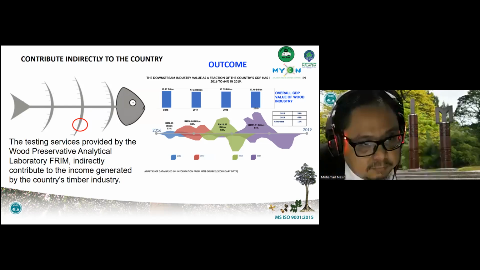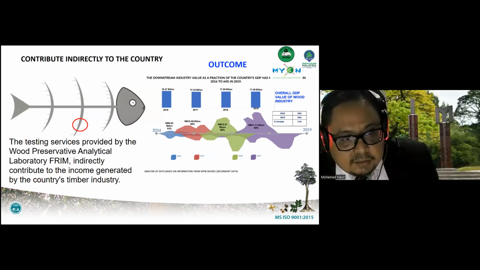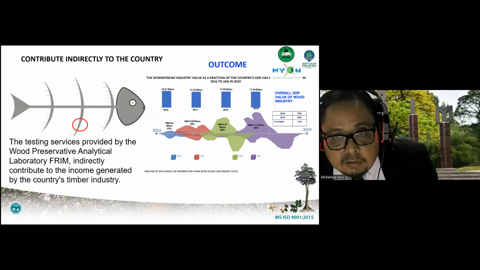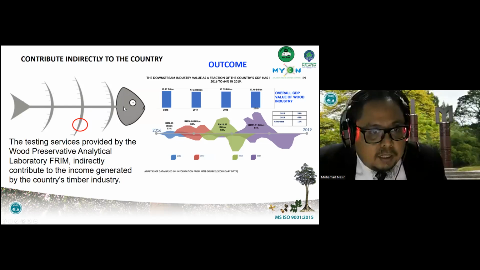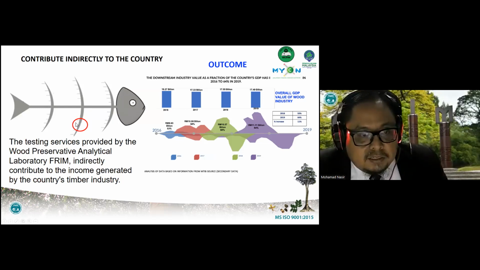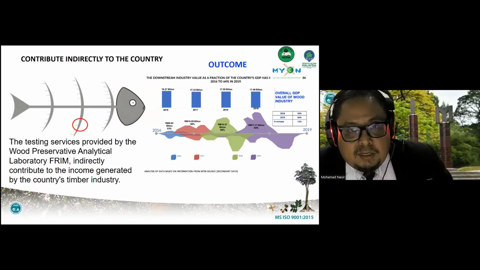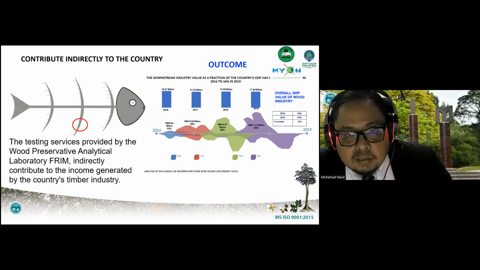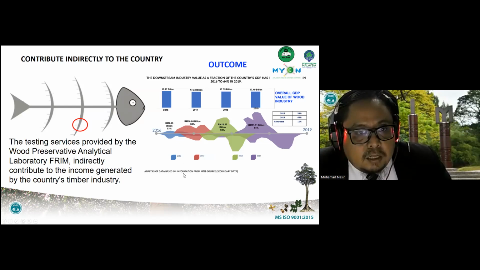And so how can we contribute indirectly to the country? The testing services provided by the Wood Preservative Analytical Lab at FRIM indirectly contribute to the income generated by the country's timber industry. You can see the outcome. This one is a fishbone diagram. So it is just a little contribution, but still a contribution to the billions of the downstream industry value, as a fraction of the country's GDP from 2016 to 2019.